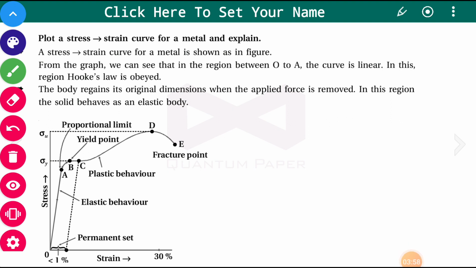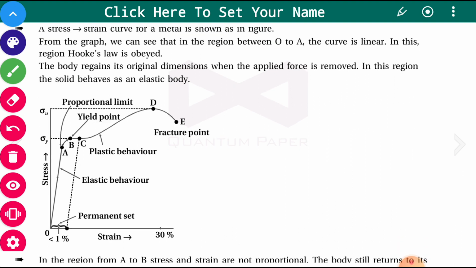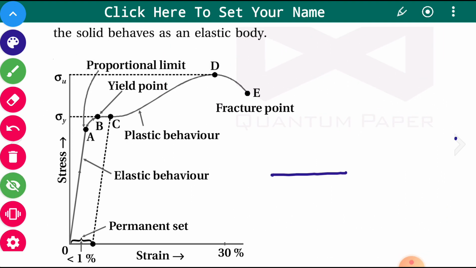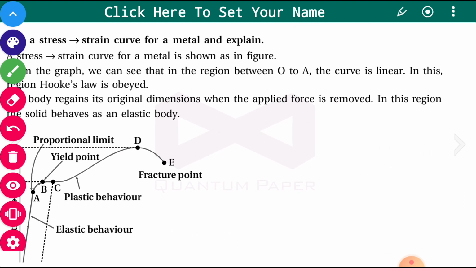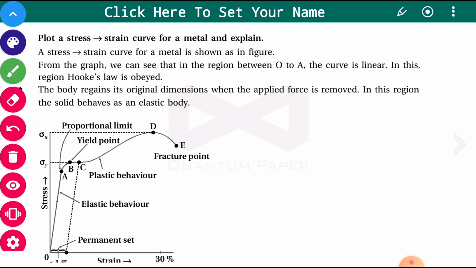Now there is a graph of the stress versus strain curve for a metal. The stress strain curve for the metal is shown in this figure. This curve is a stress versus strain curve. From the graph we can see that in the region between O to A, the curve is linear. You can see this curve is linear between O to A.